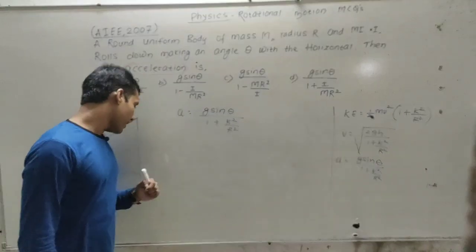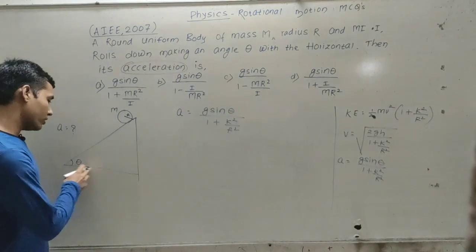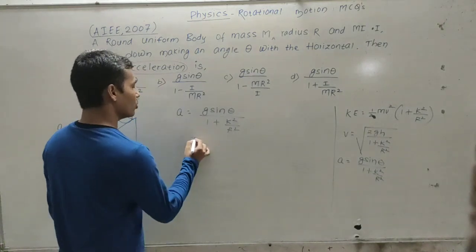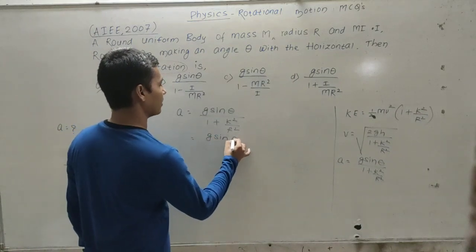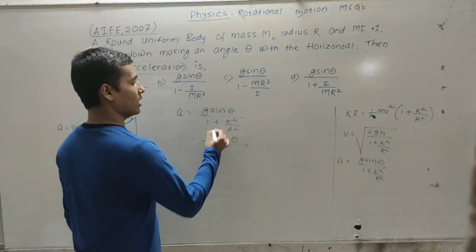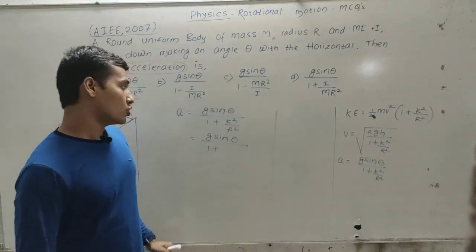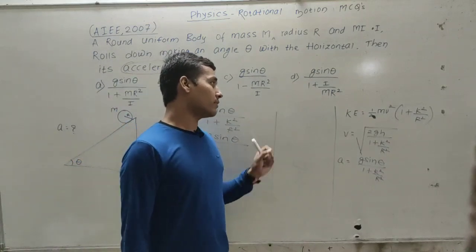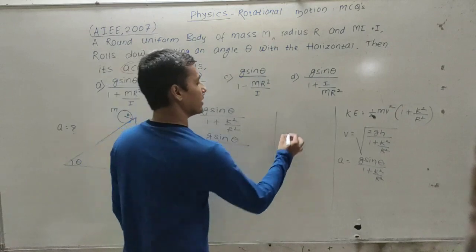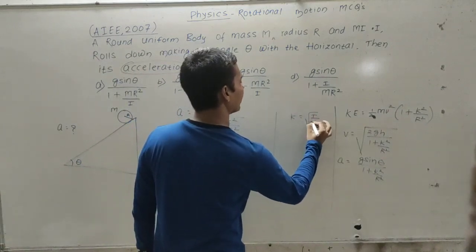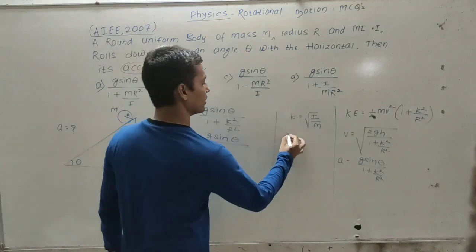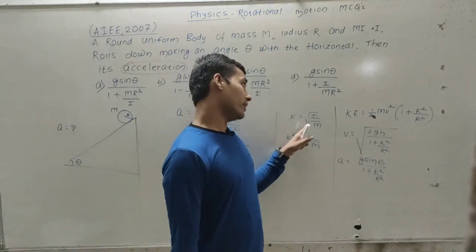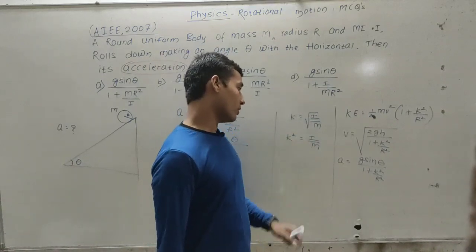What is theta here? Theta is the angle between this horizontal surface and this inclined plane. So, it will be g sin theta upon 1 plus, we know the radius of gyration. What is radius of gyration? It is the distance between the center of mass and the axis of rotation. So, k is equal to root I by m. Here we need k square, so when we square it, the square root gets cancelled. So, it will be I by m.